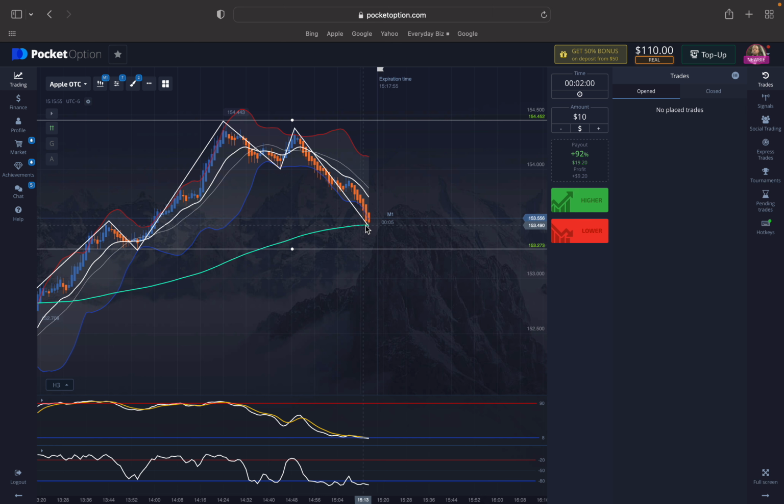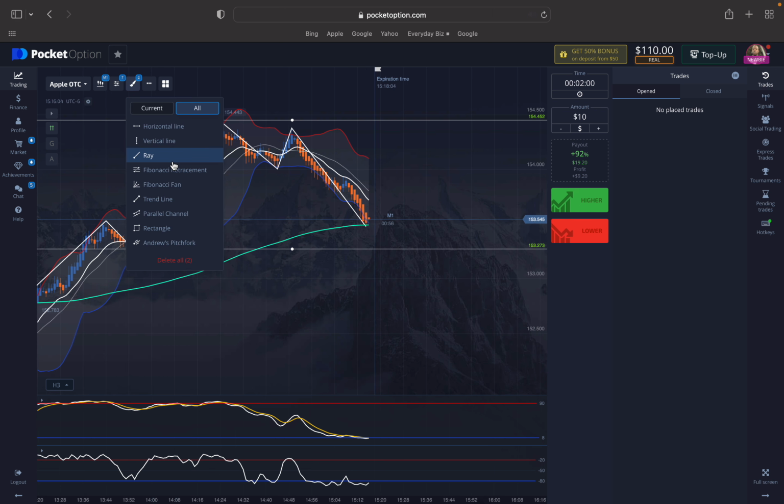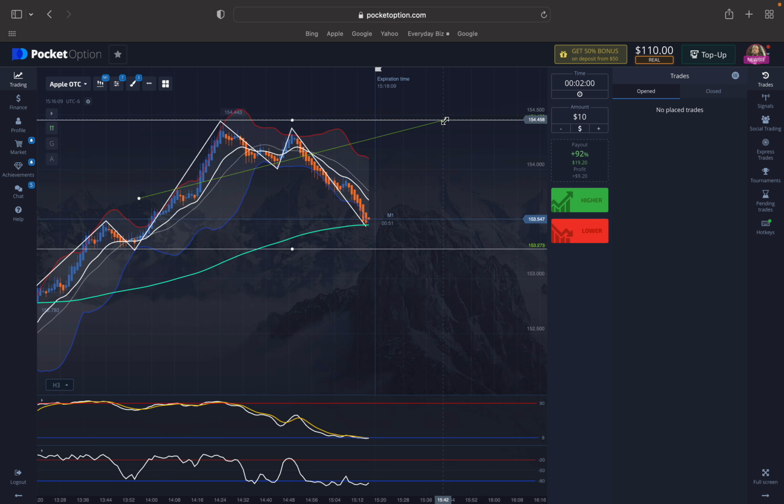Now, what you want to do is figure out where your entry is going to be. This is where it's starting to resist right here. You're going to see it when I send it to you. So I'm going to get a trend line.